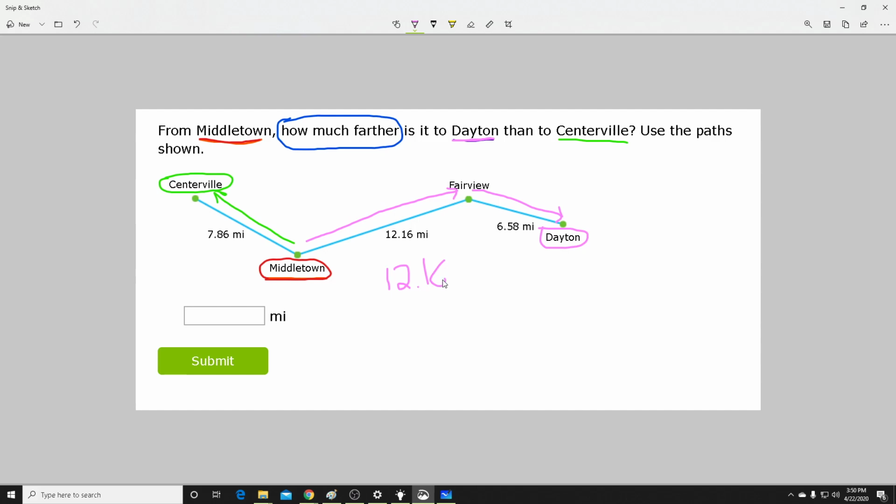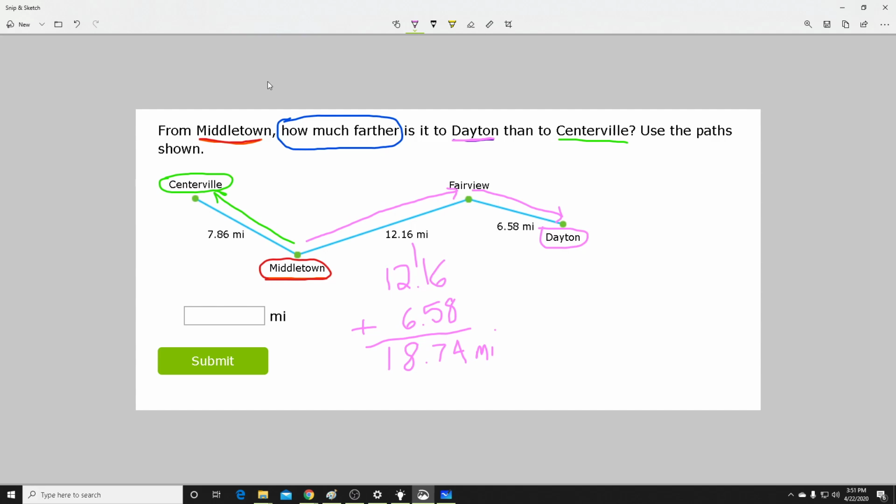12.16 plus 6.58. Alright, so we know 6 plus 8 is 14. Carry over the 1. 1 plus 1 is 2, plus 5 is 7. Bring down the decimal. 2 plus 6 is 8. Bring down the 1, right? 1 plus 0 is 1. So, to Dayton, it's 18.74 miles.